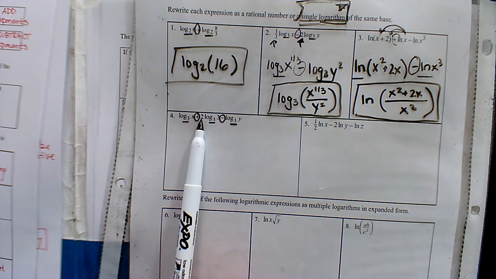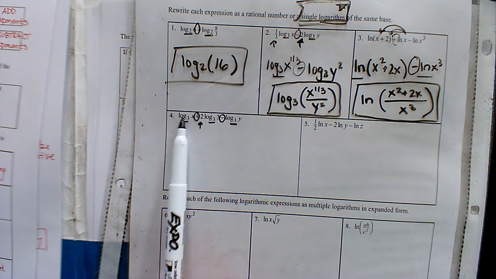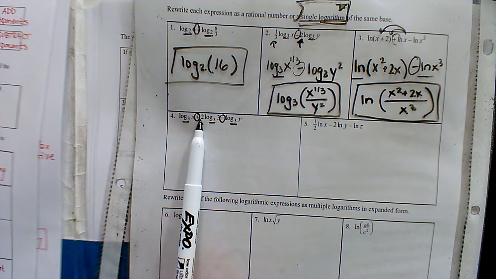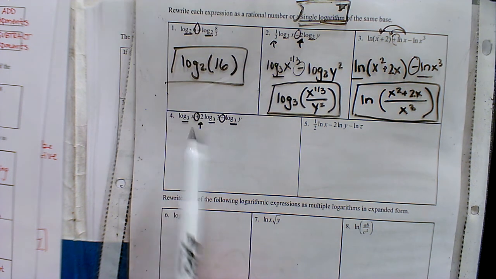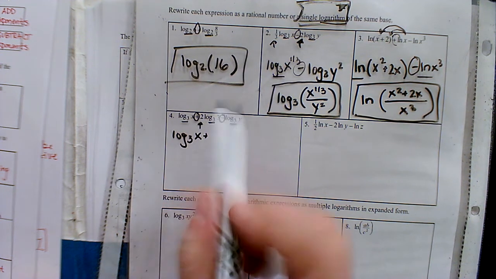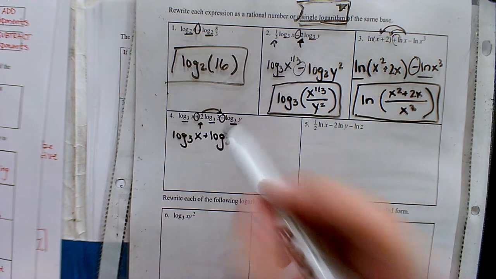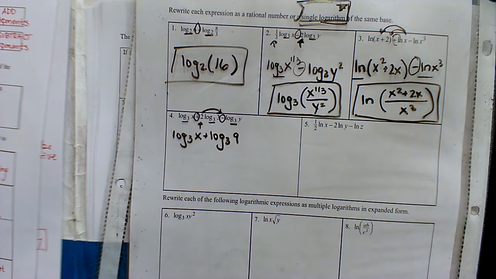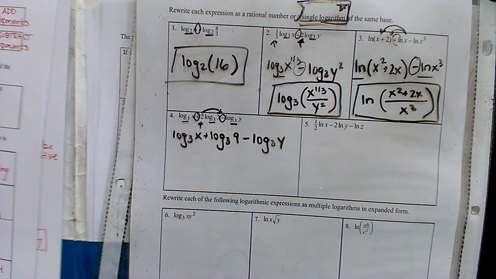Is there something we can do with that 2 out front? Because that's what's a little different for this middle log compared to the other ones. Yeah? Make it a power of the argument. Okay, so if I move this 2 as a power on the 3, that would be 3 squared. So my argument could be 9. All right, I like that.